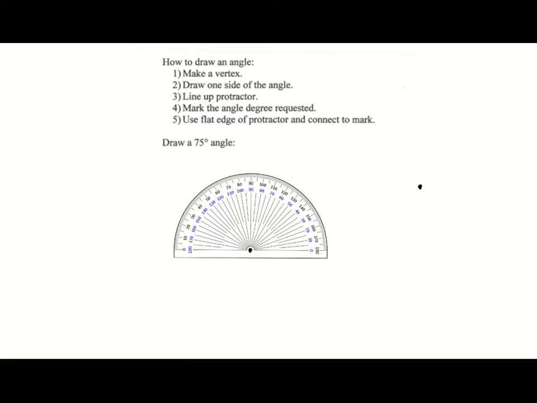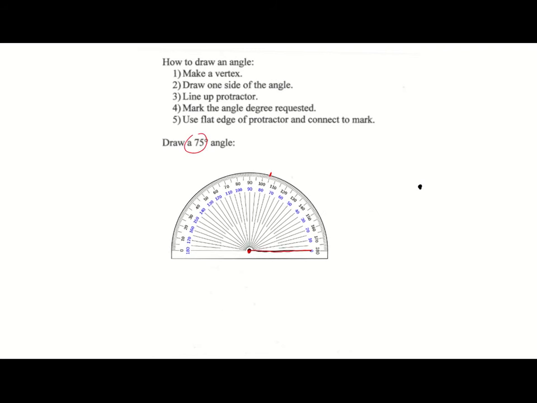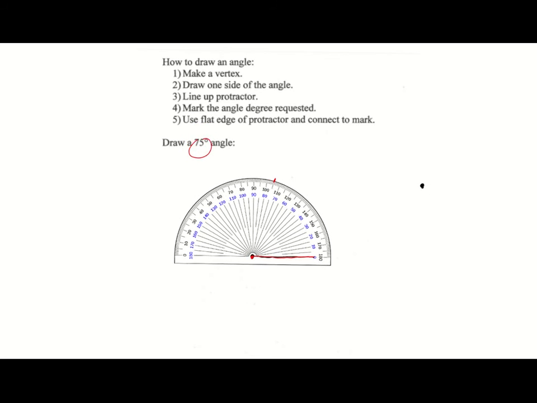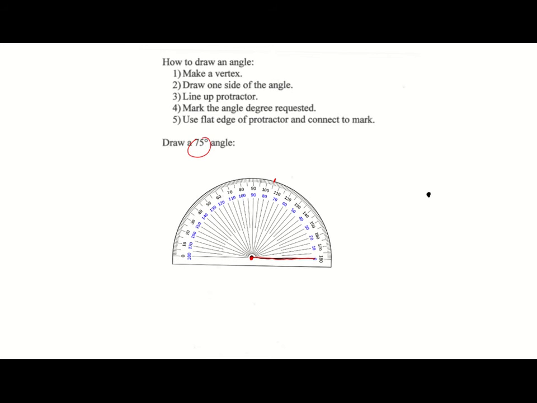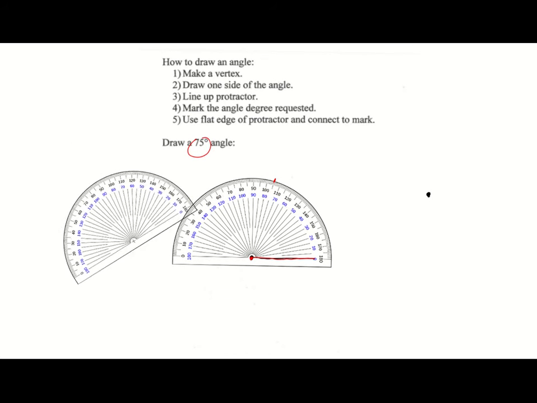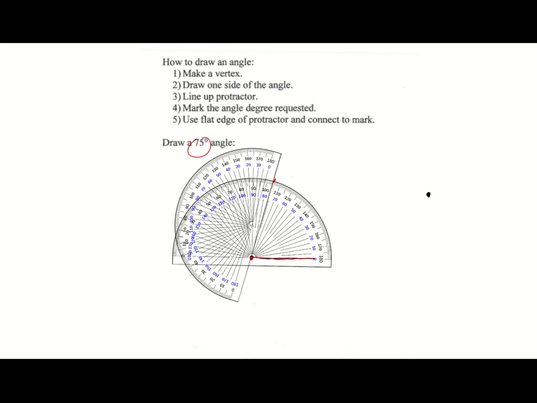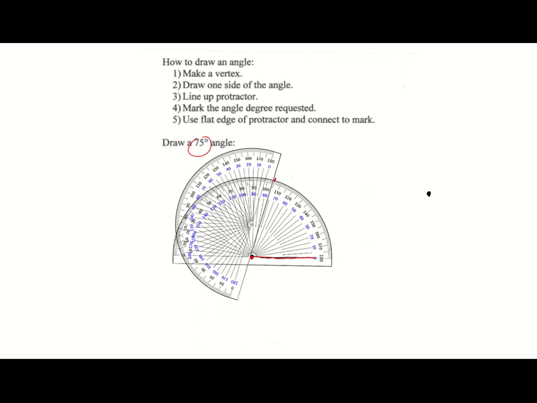And then you are going to use the flat edge of your protractor to connect those points. So if I spin my protractor, no, it's not going to let me do that without moving it. So I'm just going to add in another one. So I can take the flat edge of my protractor, I'm going to line it up with my vertex and my angle marking, and I can create a straight line using that flat edge. And this is my 75-degree angle.